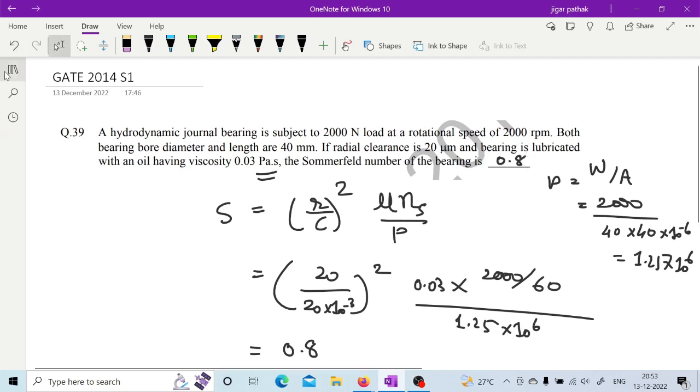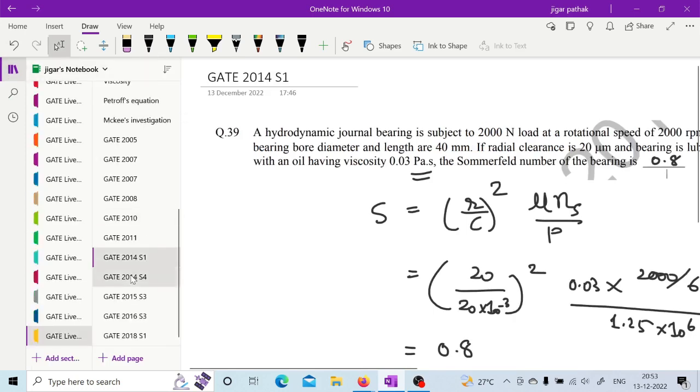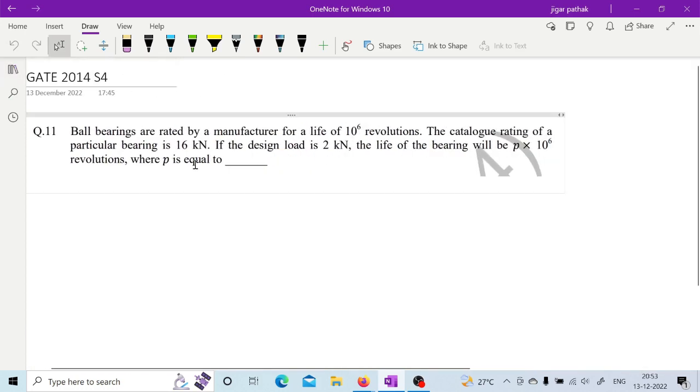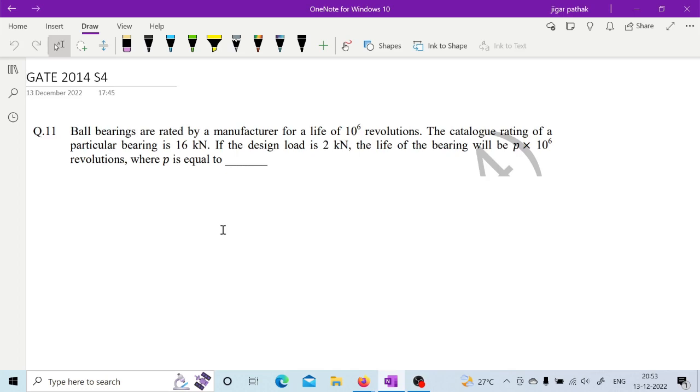Yes. Okay, so the next is this ball bearing rated by the manufacturer for a life of 10 raised to 6 revolution. Catalog rating for the particular bearing is 60 kilonewton. If the design load is 2 kilonewton, the life of the bearing will be P into 10 raised to 6 revolution, where P is equal to, see, how can you approach this problem? Can you try this one?